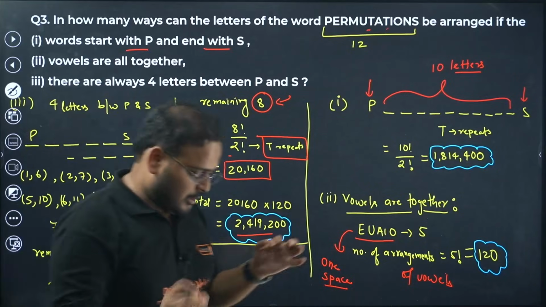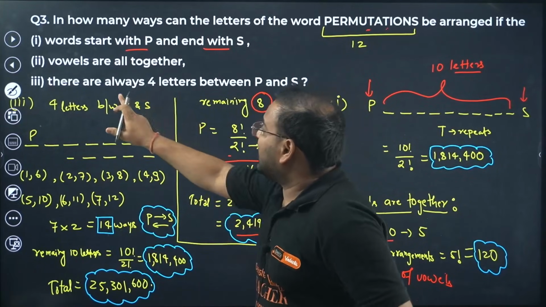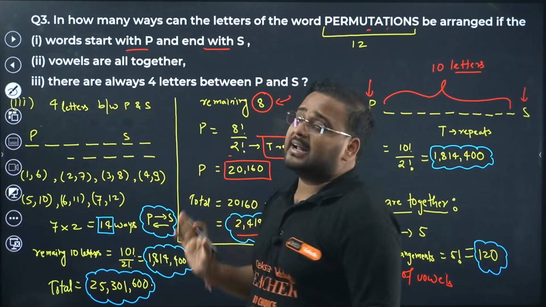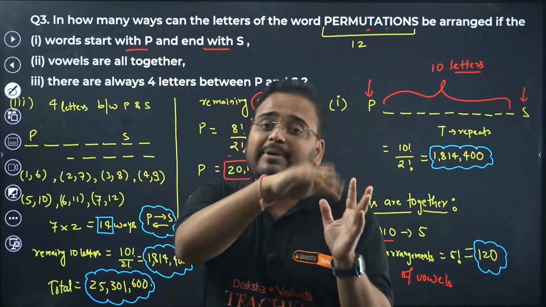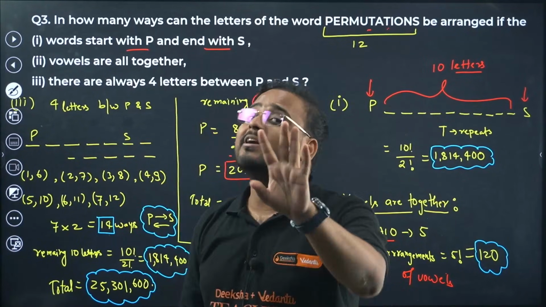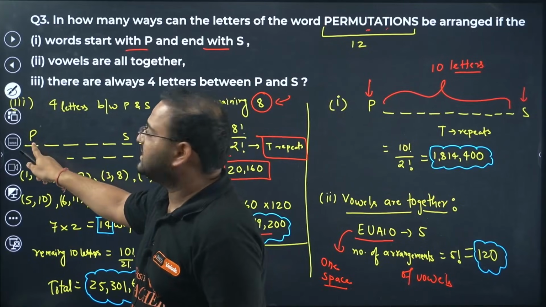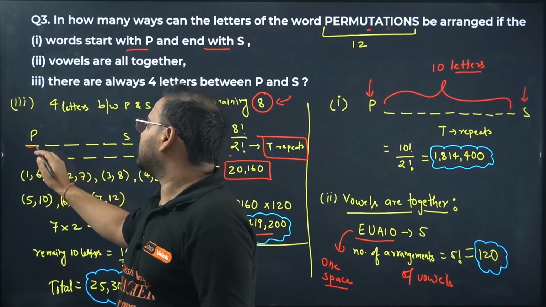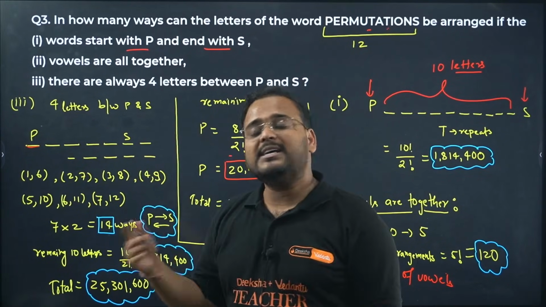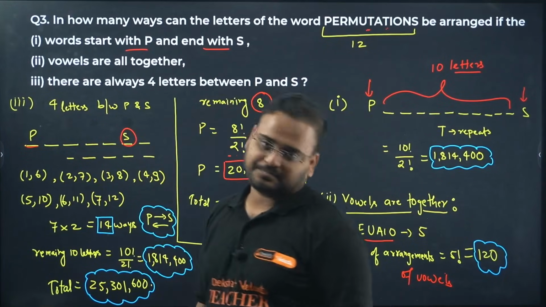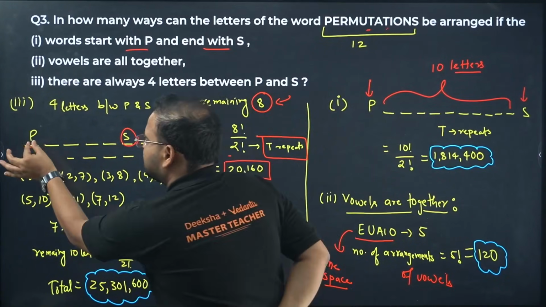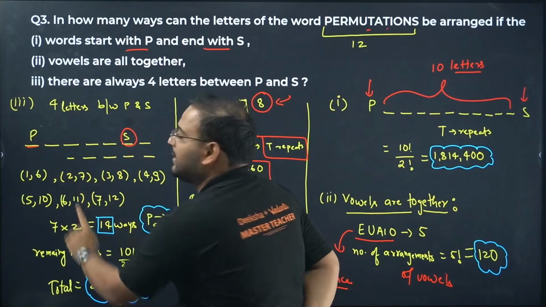Now the third part. Look at the third part. There are always 4 letters between P and S. Means in between P and S, we're not fixing P and S now. It can be S and P also, but there are a total of 4 letters in between. If the first position is taken by P, where is the S going to be? After 4: 1, 2, 3, 4. 6th position, sir. If the first position is taken by P, my 6th position will be taken by S.